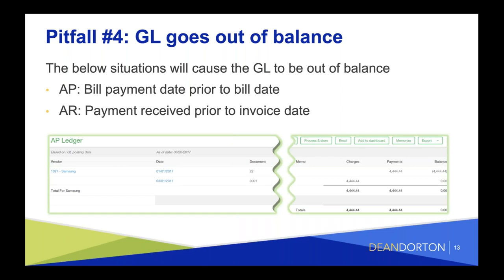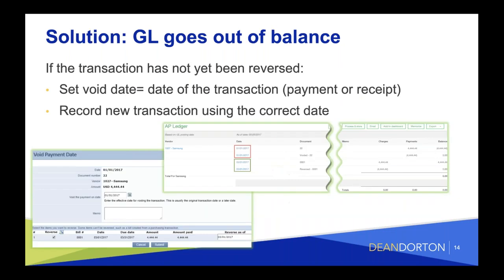So pitfall 4, the GL goes out of balance. If you have a bill payment date prior to the bill date, for example, that could take the GL out of balance. If you have a payment received in the AR prior to the bill date, that could throw the GL out of balance, right? So be careful of those, be mindful of those types of transactions if you have any of those happen.